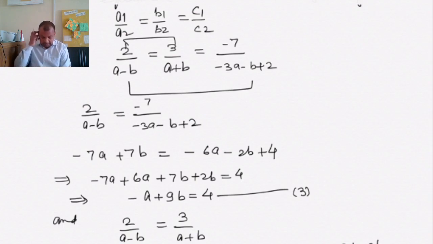Now we can substitute the value of a is equal to 5b in equation 3. After substituting the value of a in equation number 3, we will get minus 5b plus 9b is equal to 4. That means 4b is equal to 4. So b is equal to 1. And when you get the value of b, then substitute it in this equation 4. You will get the value of a, which will be 5.